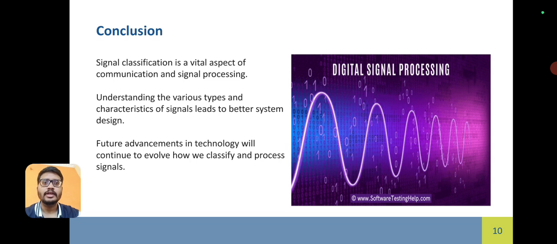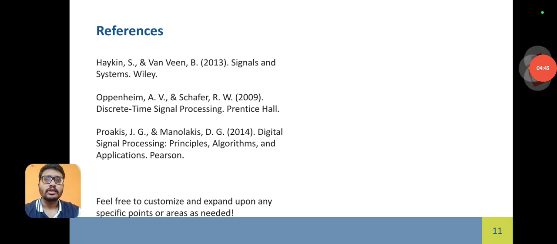Conclusion. Signal classification is a vital aspect of communication and signal processing. Understanding the various types and characteristics of a signal leads to better system design. Future advancements in technology will enable new ways to classify and process signals. Reference.